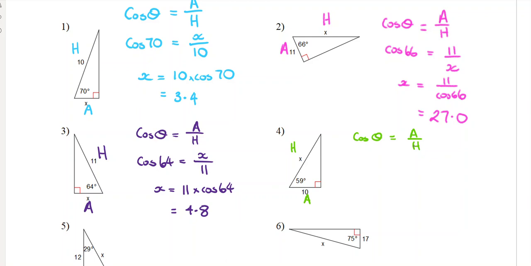All right, has everyone labelled their triangle? Has everyone tried to sub into the formula? So you should have cos 59 equals 10 over x. Did everyone get that? Yes. A couple of yeses, a couple of people saying conveniently quiet.